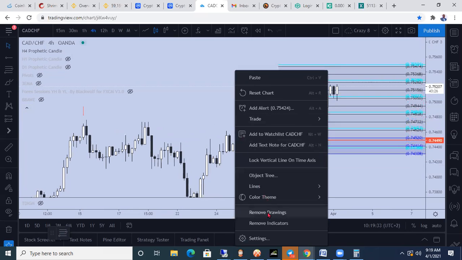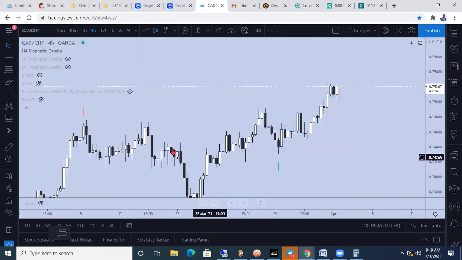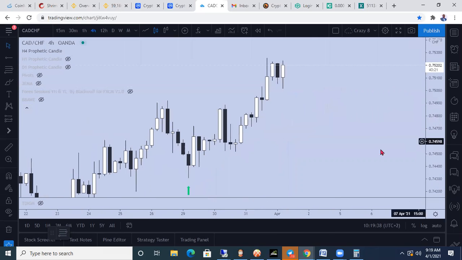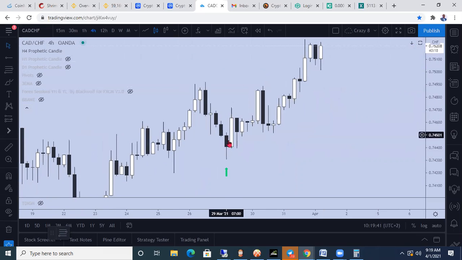So I'll clear up my screen right now and show you an example of what I mean. Right, so here we are on CAD CHF. And I think I dropped this signal as soon as it came up on, was it Monday or so? I dropped the signal in the group. So this is CAD CHF. Here you have what looks like a bearish engulfing. Why didn't the prophetic candle pick on this candlestick pattern? Why not this? Why not the bullish engulfing? Meanwhile, this bullish engulfing worked out, right? See, price came back into the bullish engulfing, boom, and pushed out.